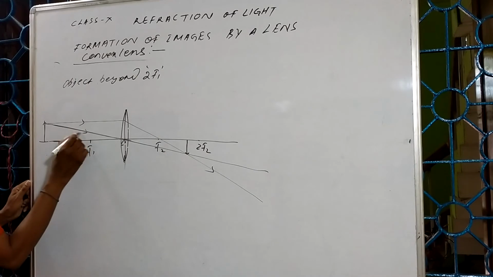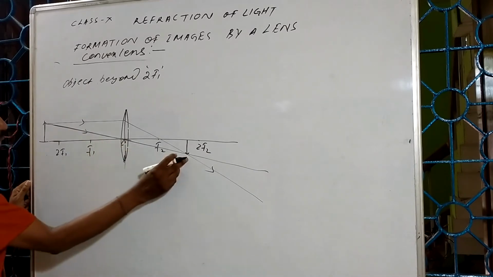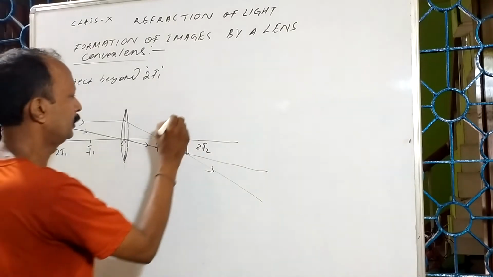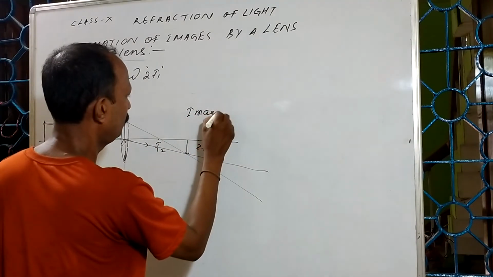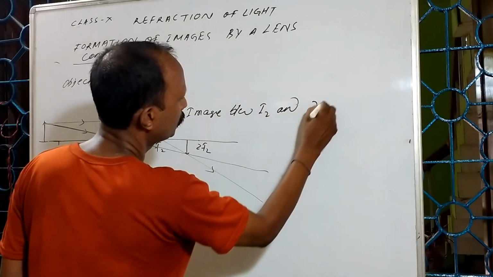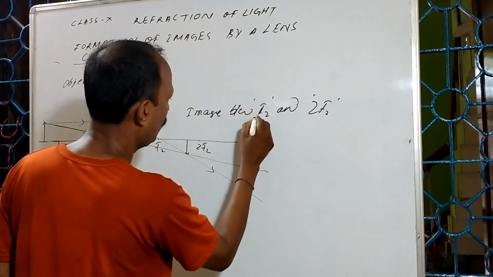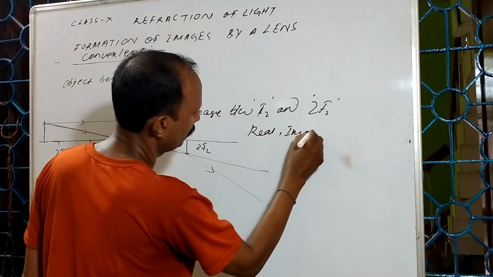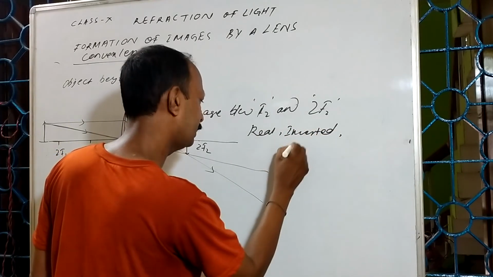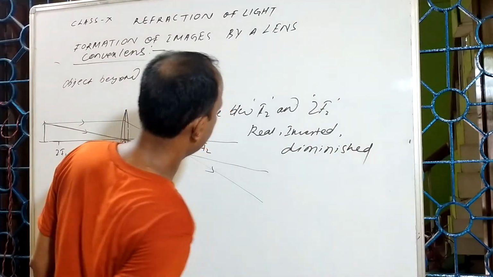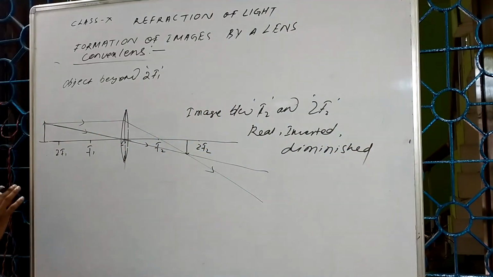See that the ray incident at the optic center refracts without deviating. So where is the image formed? Image between f2 and 2f2. Real, inverted and diminished.